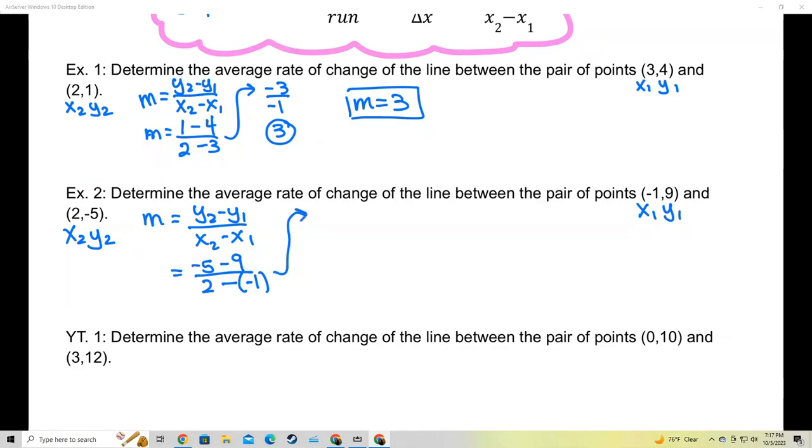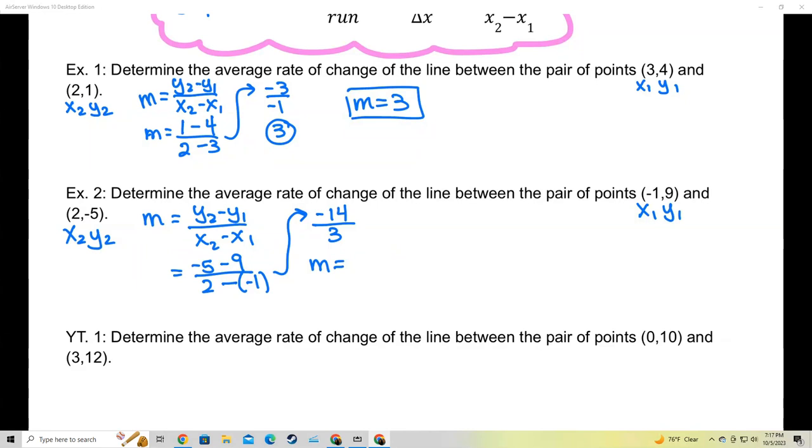So over here, -5 minus 9, that's going to give me a -14. On the bottom, 2 minus negative 1. Remember that minus minus turns into a plus. So that's really 2 plus 1, which gives me 3. So I'm going to get a slope of negative 14 over 3.